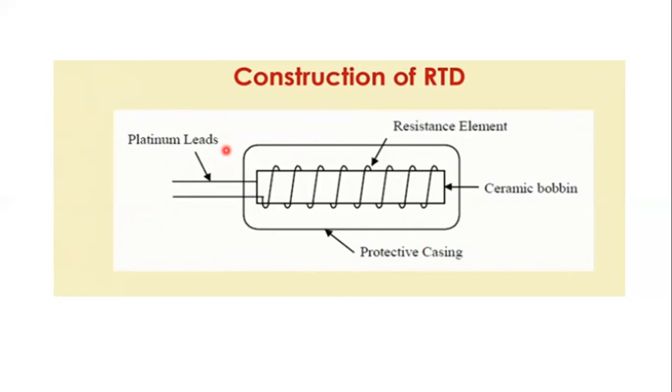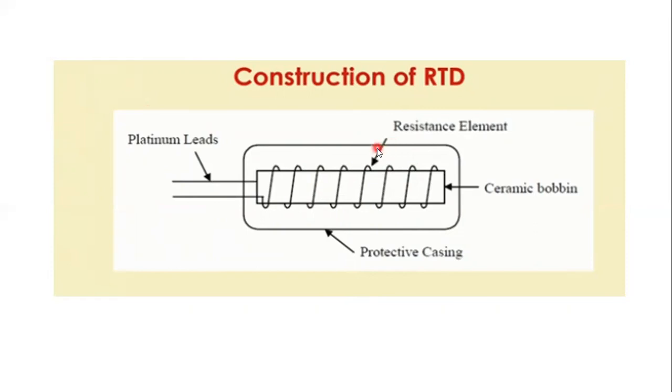So the end of this RTD is connected as one arm of a Wheatstone bridge. The change in temperature will produce a change in resistance of this platinum wire, and that change in resistance will provide an output voltage in a Wheatstone bridge arrangement. And the change in voltage produced in that Wheatstone bridge arrangement is directly proportional to the temperature of the medium.